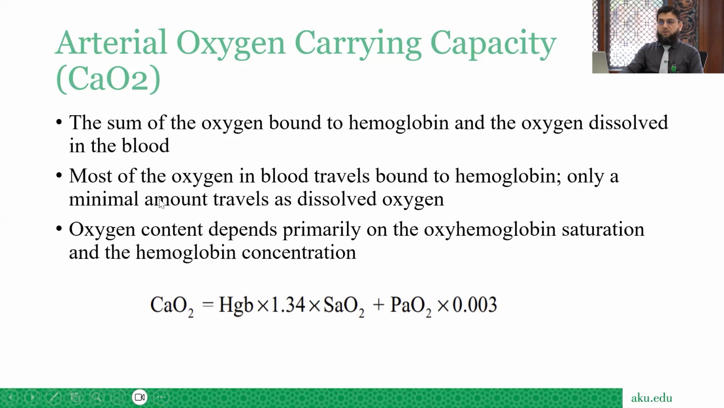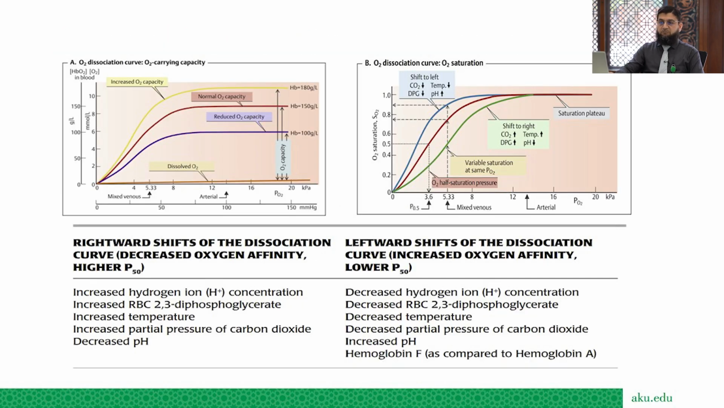Most of the oxygen in the blood travels bound to hemoglobin, and only a minimum amount travels dissolved, as is obvious with this formula as well. And oxygen content depends primarily on the oxyhemoglobin saturation and hemoglobin concentration, therefore it is of pivotal importance. This graph shows the oxygen hemoglobin dissociation curve, which you must have gone through during your medical school, and it shows how important it is.